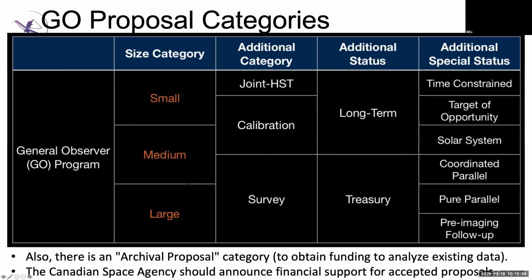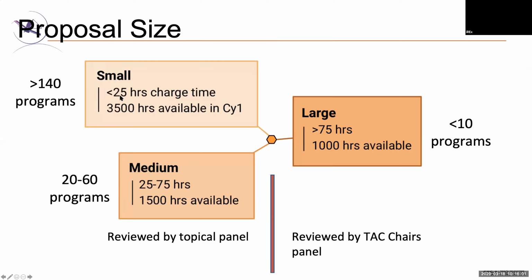Okay, so the different proposal sizes: you have the small, that's less than 25 hours. There's 3,005 hours available for that. And so if you do the maths, that means there should be more than 140 programs, probably even 200 to 250 small programs accepted. There's a medium-sized proposal, 1,500 hours, that should amount to between 20 and 60 programs. The large proposals, very few of them are going to be selected, maybe less than 10 for 1,000 hours total.